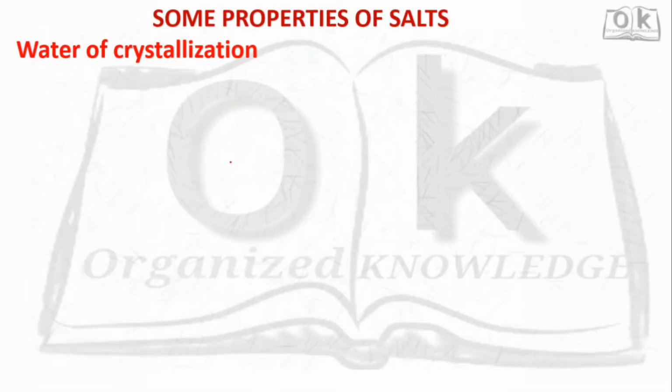Now here are some properties of salts which are very important to understand the different types of salts. And the first property is water of crystallization.